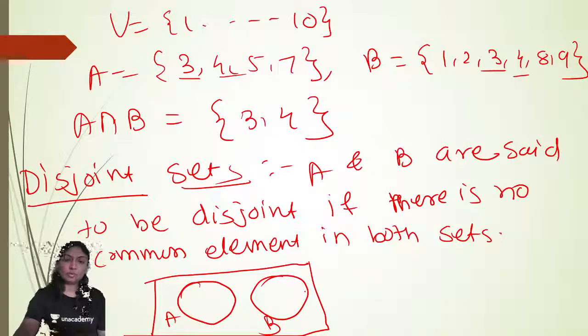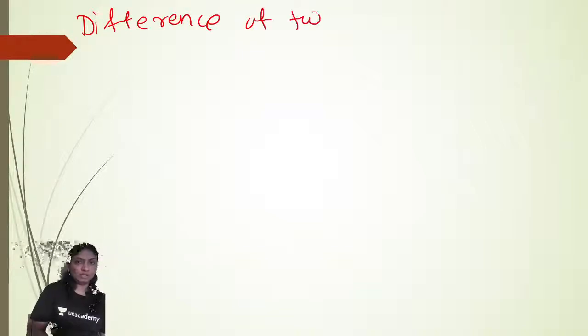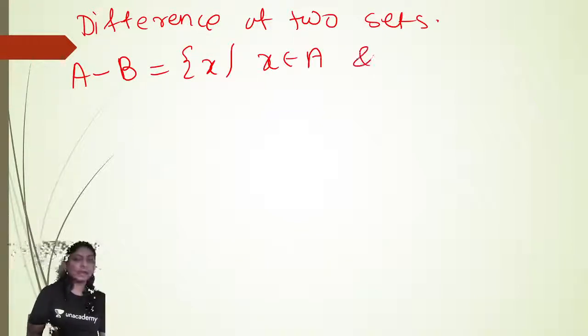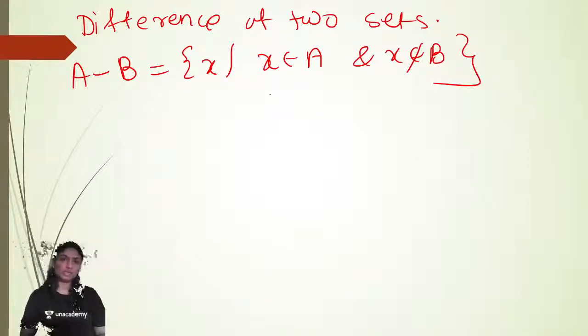Okay. Now next is difference of two sets, right? Fourth one, that is difference of sets. So we can denote A difference B is equal to {x such that x is in A and x is not in B}. Then we denote this difference as A difference B. So x is in A and x is not in B, right? So we will get here A difference B.